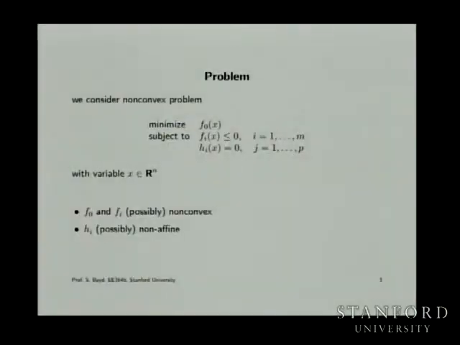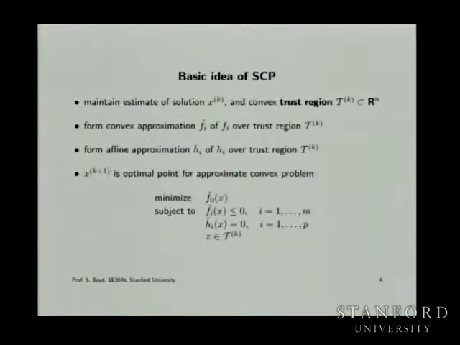Okay, so we're going to consider a non-convex standard optimization problem. And you can have equality constraints that are not affine, and you can have inequality constraints, and so on. And the basic idea of sequential convex programming is extremely simple. It goes like this. At each point, you're going to maintain an estimate of the solution. So we're going to call it x^k. The superscript k is going to denote the iteration counter. And what's going to happen is you're going to maintain something called a trust region.